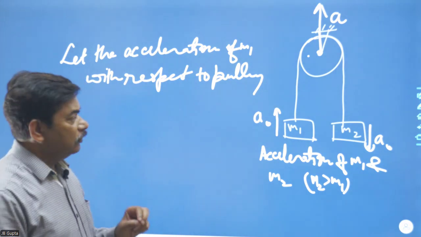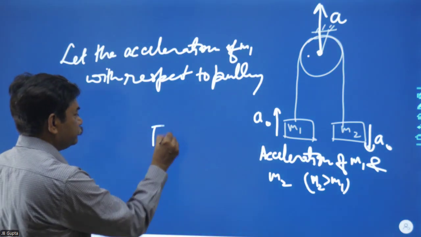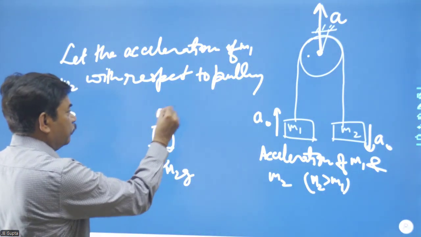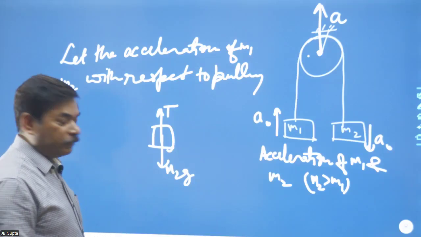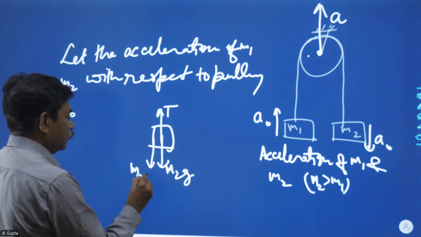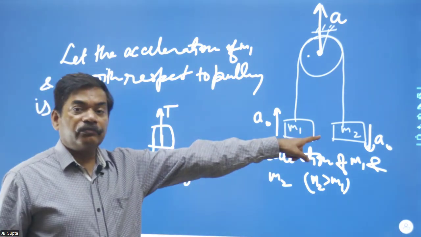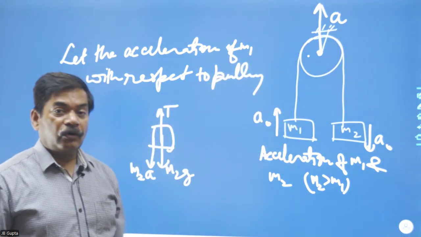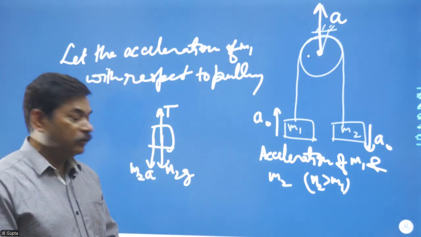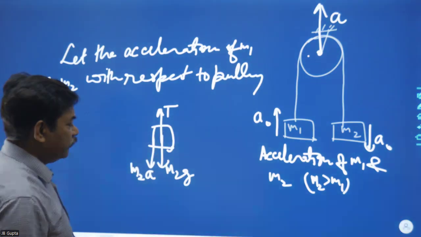So it's a non-inertial frame. Now we make the FBD of M2. M2G downwards, tension T upwards, and pseudo force M2A downwards. Pseudo force is mass of the block into acceleration of the frame, and its direction is opposite to the acceleration of the frame. So M2A will be downwards. ये block नीचे जा रहा है.